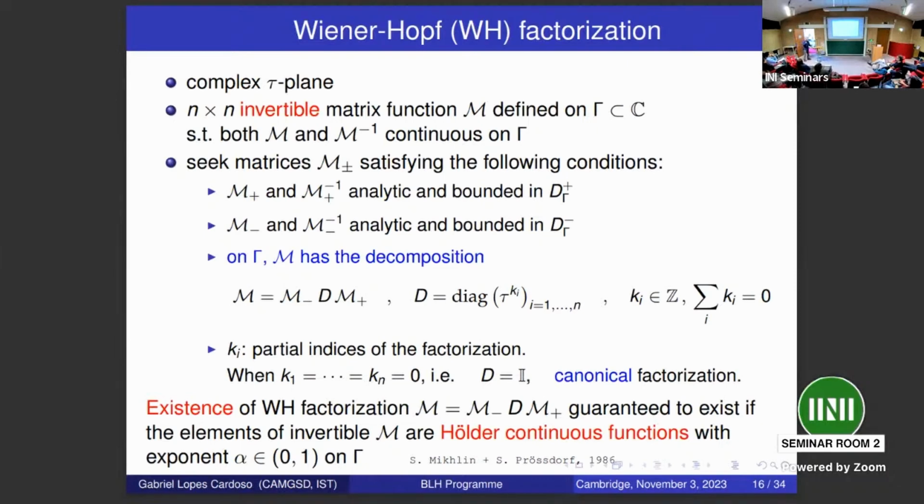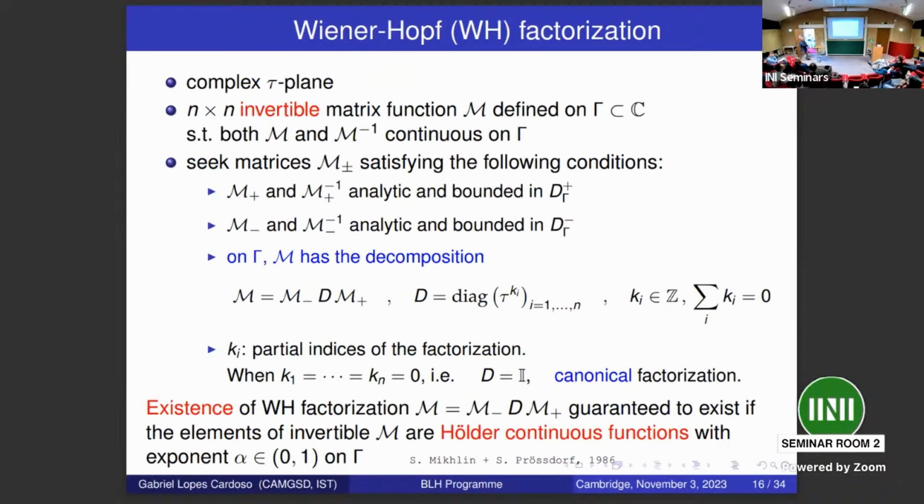And now what we seek is a matrix M plus defined in the interior, a matrix M minus defined in the exterior, such that M plus is analytic and bounded in the interior, and so is its inverse. M minus is analytic and bounded in the exterior, and so is its inverse. And now I take the limiting values to the curve, gamma.